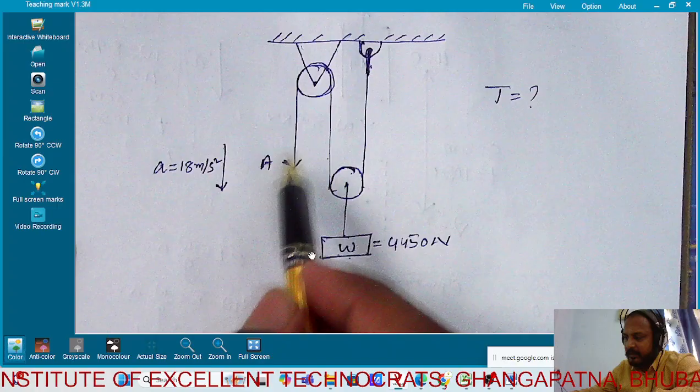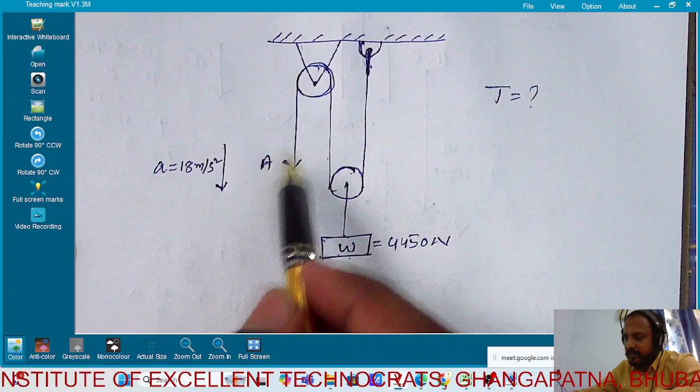Now, when you are pulling this string in the downward direction, what will happen to this weight? Try to imagine. Very simple. What will happen to the weight? It will move upward. The weight will move in which direction? Upward direction.